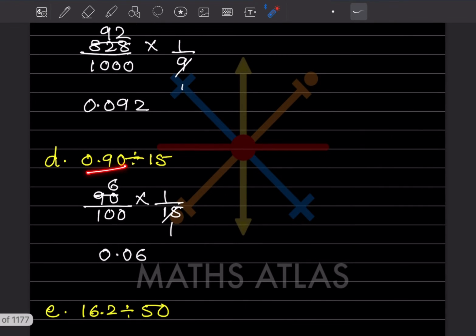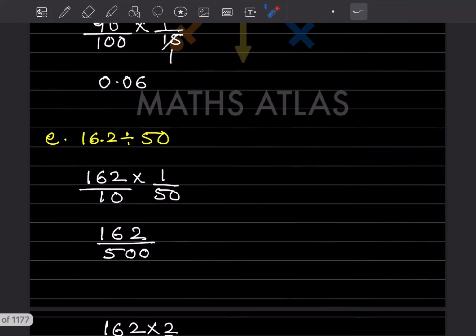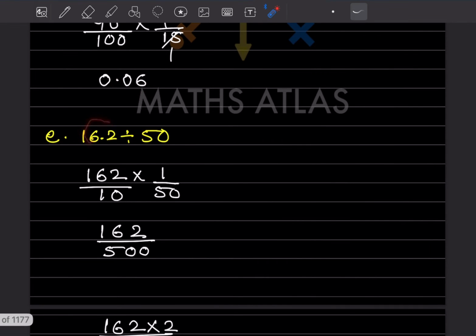This will be 90 by 100 because after the point there are two numbers. This will be multiplication. So this will be 1 over 15. So 15 ones are 15, 15 sixes are 90, so 6. So 6 divided by 100 means it is after 1, 2. 1, 2 and then a decimal. So 0.06. For this one, after decimal, there is one number. So you are going to divide it by 10. This will be multiplication. So this is going to be 1 by 50.